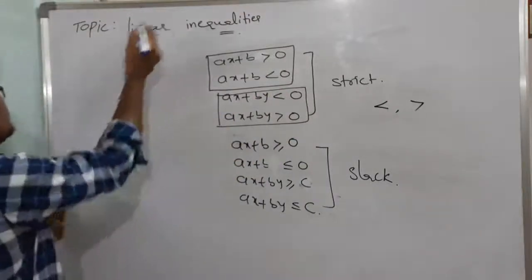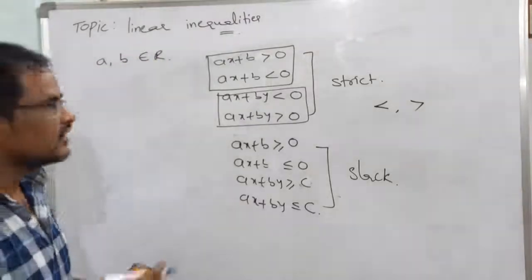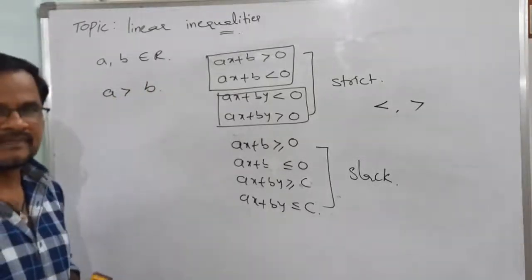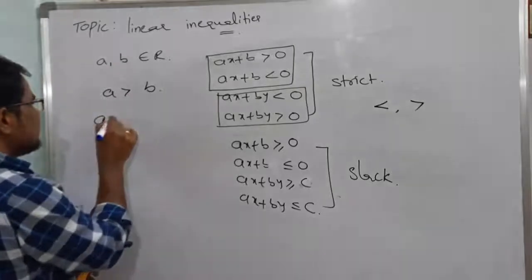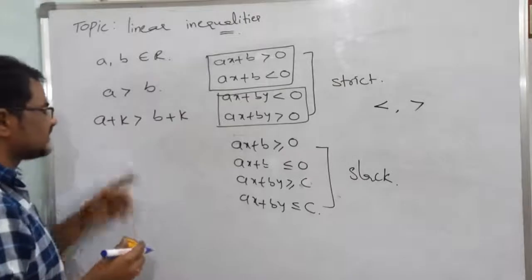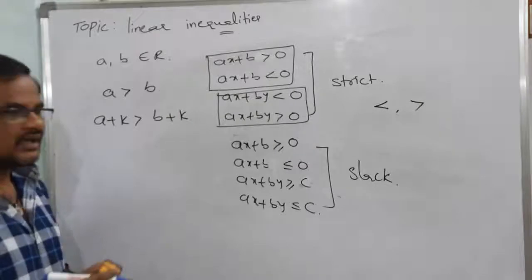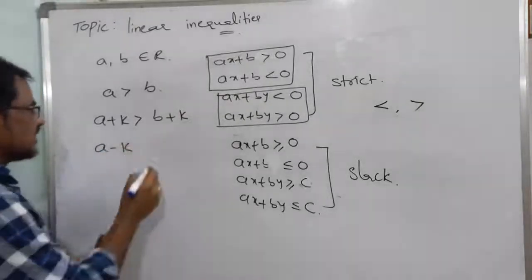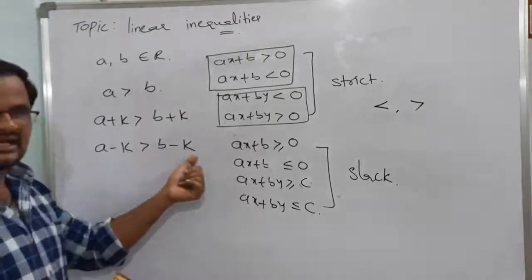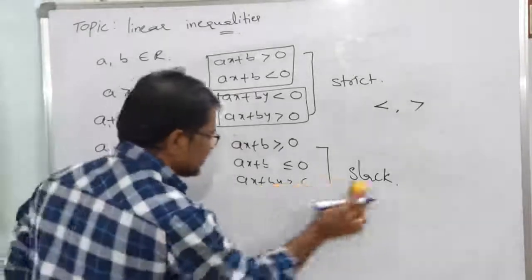Also, one important point: suppose a, b are two real numbers and a > b. If you add k, a + k > b + k, it will not affect the inequality, where k is any real number. And a - k > b - k: if you subtract any real number k, it will not affect the inequality.